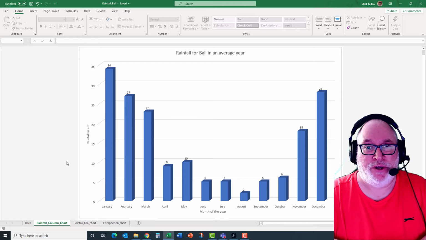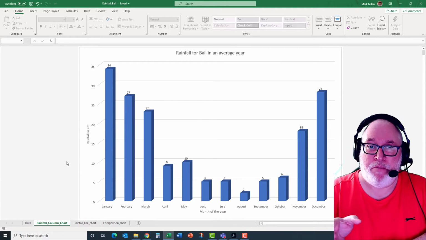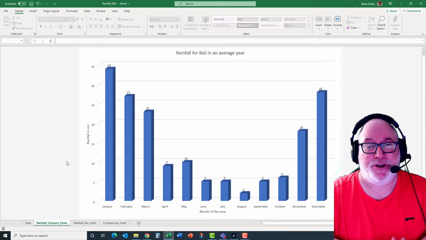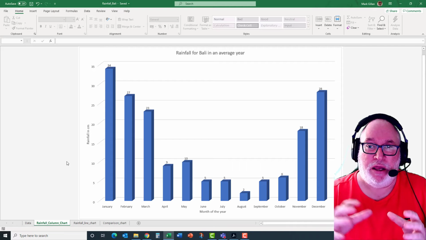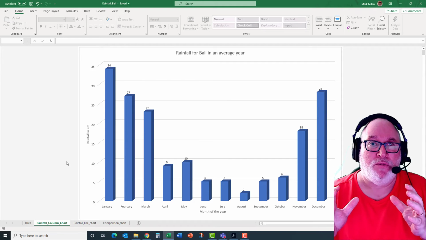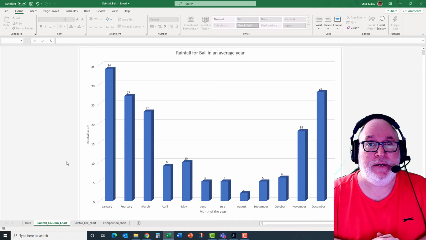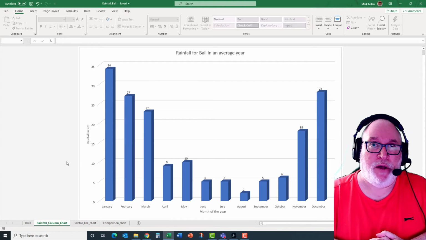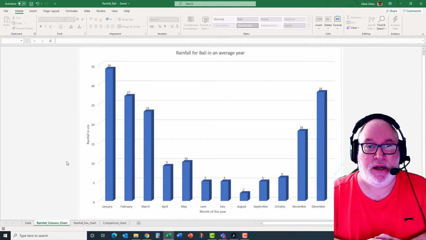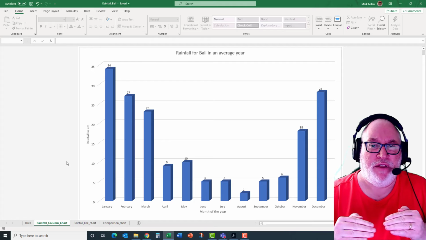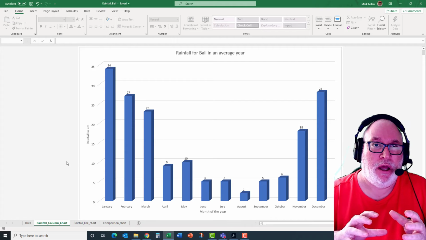So we would say the rainy season is possibly, I would say, November, December, January, February, March. Just by looking at the distances and the lengths of those columns, and that's what we can take from that. We can also see from the title that it is rainfall for Bali in an average year. So that's how charts can help us, if charts are labelled correctly and if they demonstrate to us what's happening.